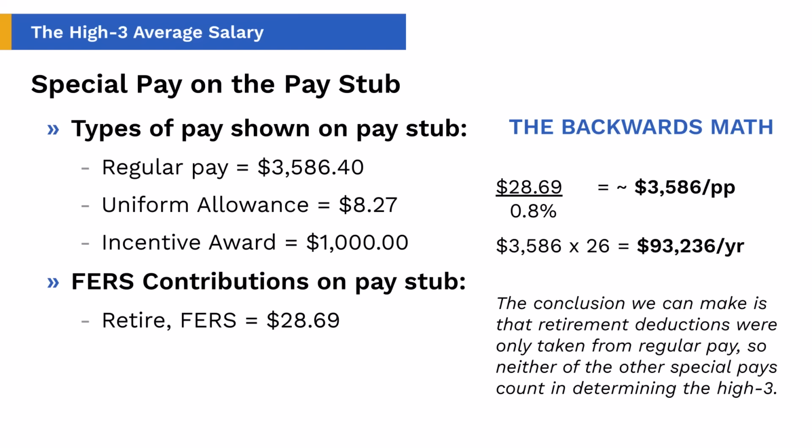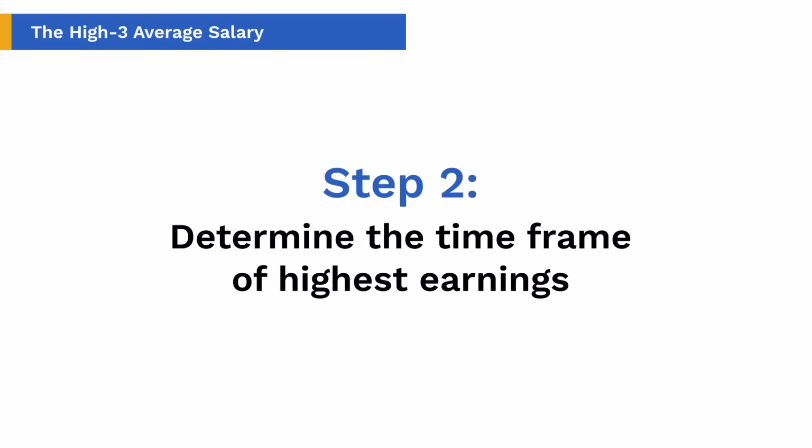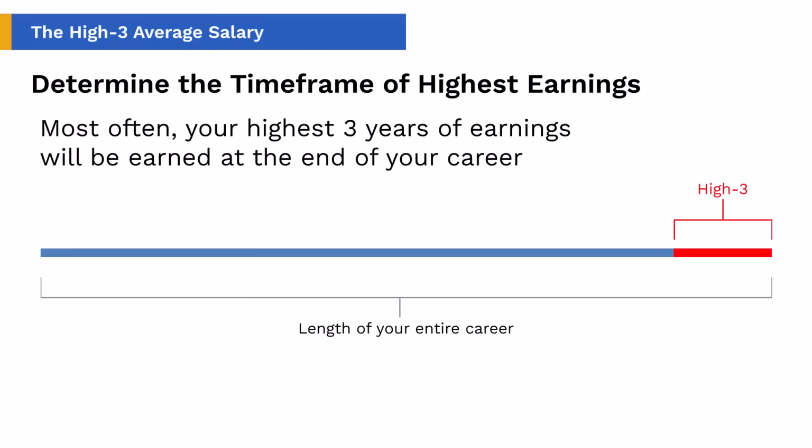Okay, so it's great that you got the incentive award. It's great that you're getting a uniform allowance. But for High-3 purposes, we're looking at $93,236 a year for this pay range that you're in. All right, so the next step in the calculation is to figure out what this time frame is of your highest earnings. Like I said, most of the time it's at the end, but sometimes it's not. Even at the end, this can get a little bit tricky. So follow along with me.